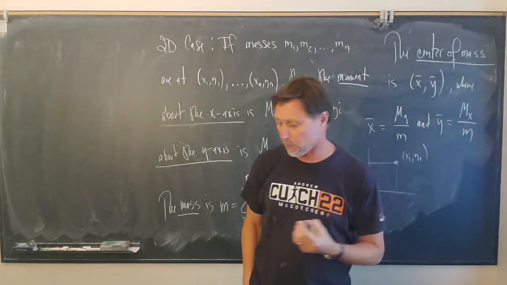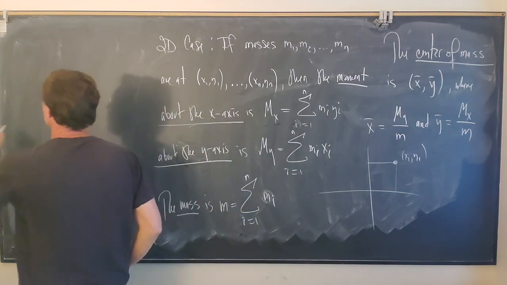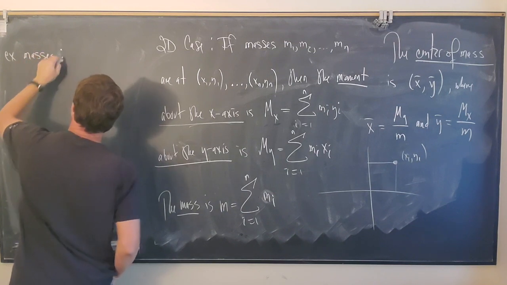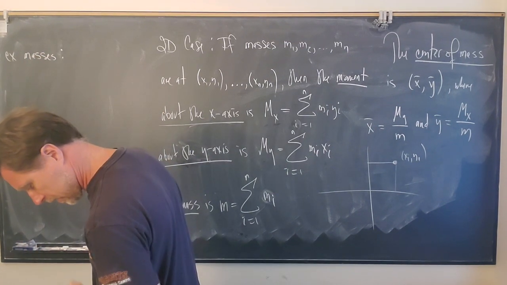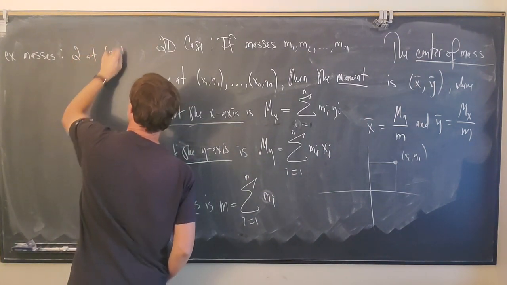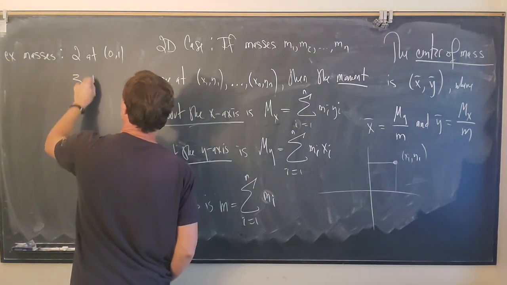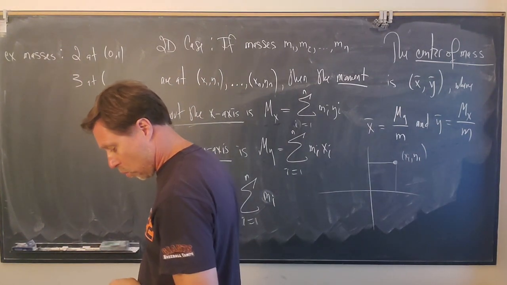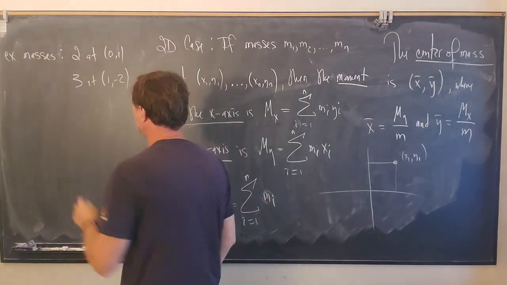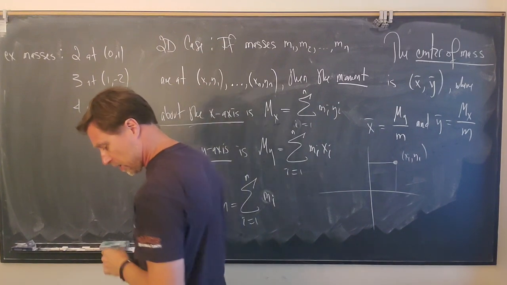Okay, so now let's try an example of computing the center of mass. So let's say that we've got masses as follows. We've got a mass of 2 at the point 0 comma 1. We've got a mass of 3 at 1 comma minus 2. And a mass of 4 at negative 3 comma 2.